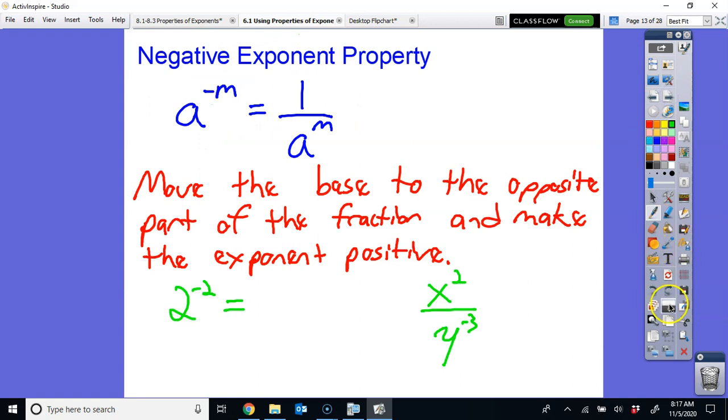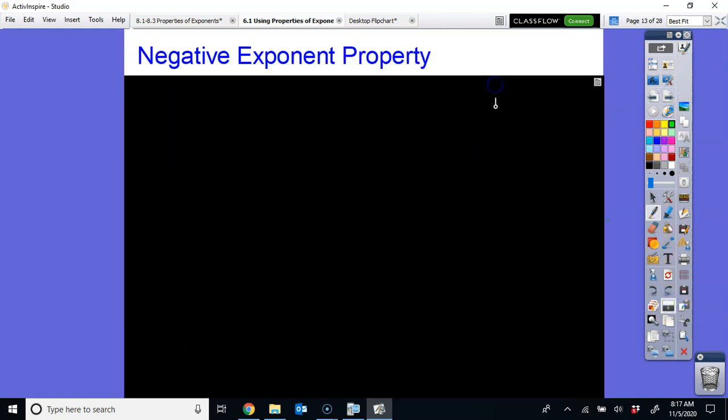All right, next property. The next property is not used a lot in Algebra 1. You see it a little bit more in Algebra 2, and possibly also if you get into some pre-cal maybe, or calculus when you get into college. But the negative exponent property. The negative exponent property basically means if you have a negative exponent, you don't want to leave it as a negative in your answer. You want to get it to be a positive.